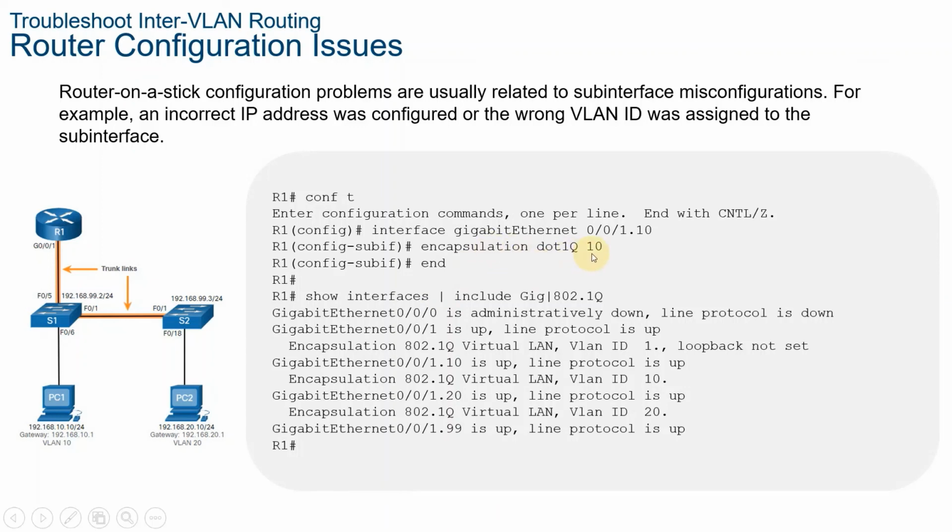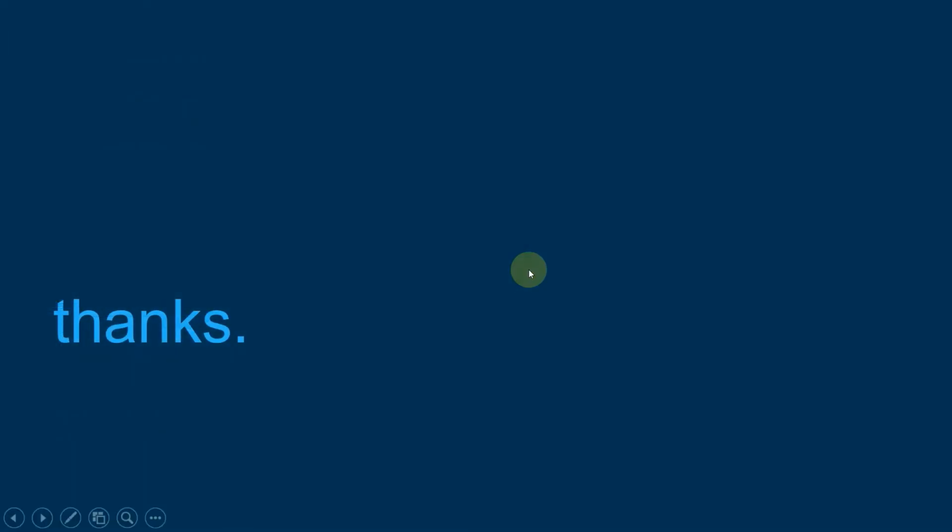Now when the subinterface has been assigned to the correct VLAN, it is accessible by devices on that VLAN, and the router can perform inter-VLAN routing. So with verification, router configuration problems are quickly addressed, allowing inter-VLAN routing to function properly. Okay? So that's the end of this video lecture. Thank you very much and have a great day.